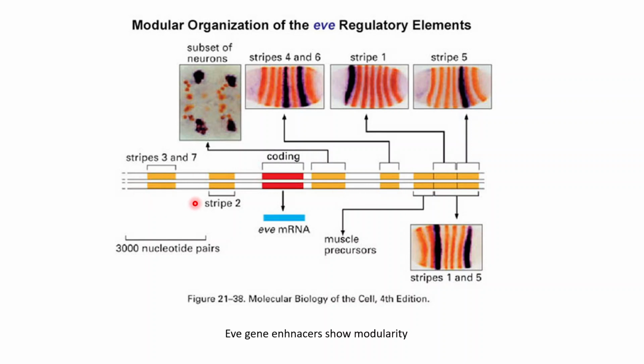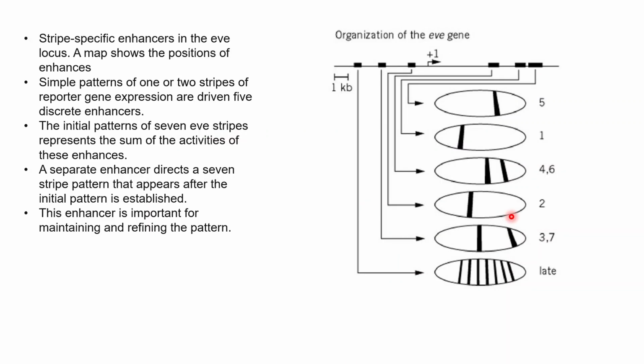So there are many different specific enhancers which can control the expression of the gene. That is why when we selectively activate even skipped with a tissue specific or stripe specific enhancer, we can see just the activity of even skipped protein in those stripes. Thereby we say that all these genes, pair rule genes, segment polarity genes, have modularity in their enhancers. EVE gene enhancers show modularity. Stripe specific enhancers in the EVE locus, a map shows the position of enhancers.